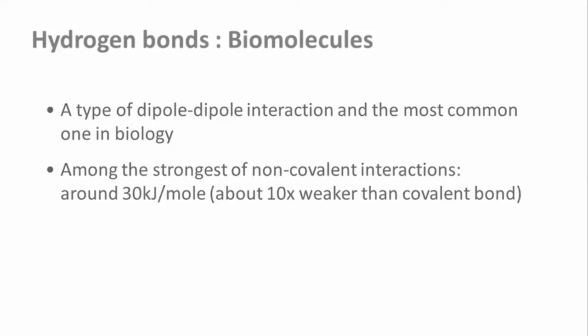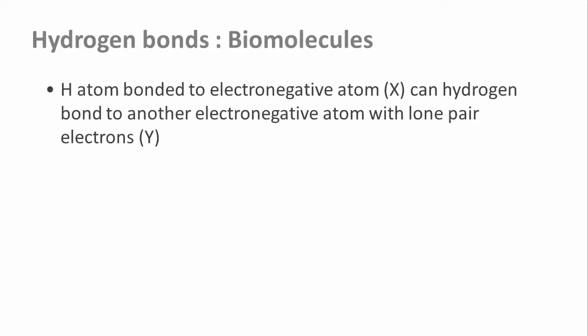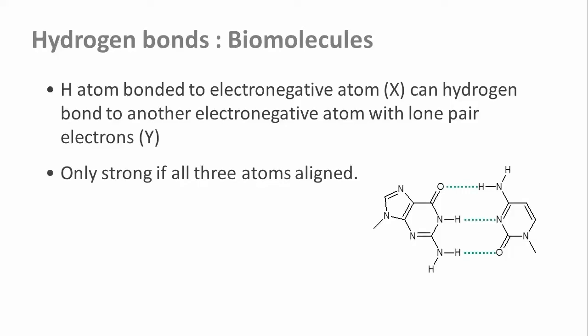Hydrogen bonds can form when a hydrogen atom bonded to an electronegative atom is attracted to another electronegative atom with lone electron pairs. X and Y here are practically always oxygen or nitrogen. And finally, hydrogen bonds are only strong if all three atoms are close to a straight alignment.